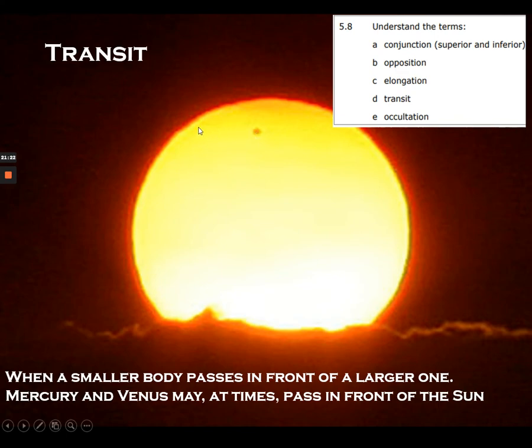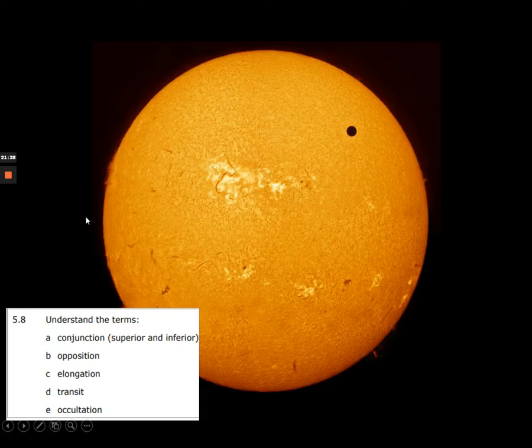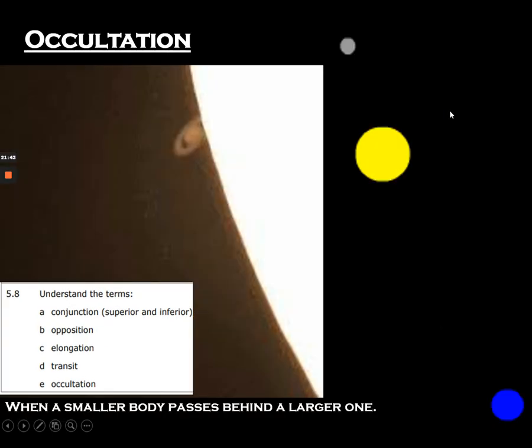Transit is when a planet appears to go in front of the Sun. Only Mercury and Venus have transits. This is an example of a smaller body passing in front of a larger body. There's another image of a transit there. Occultation is when a planet appears to go behind the Sun.